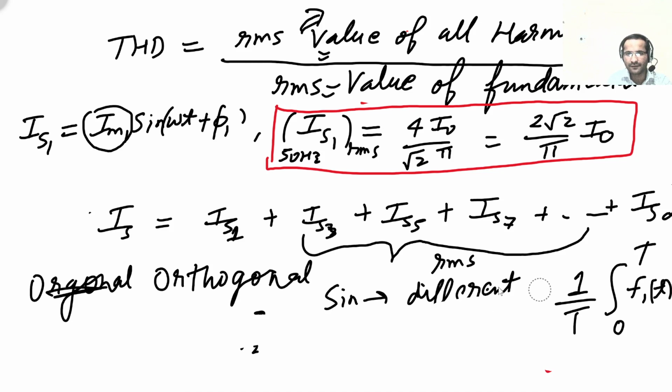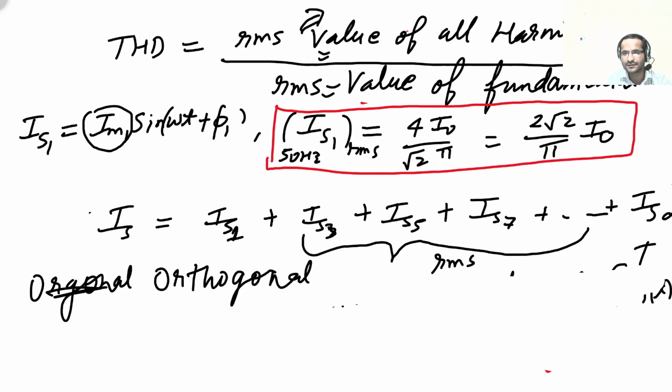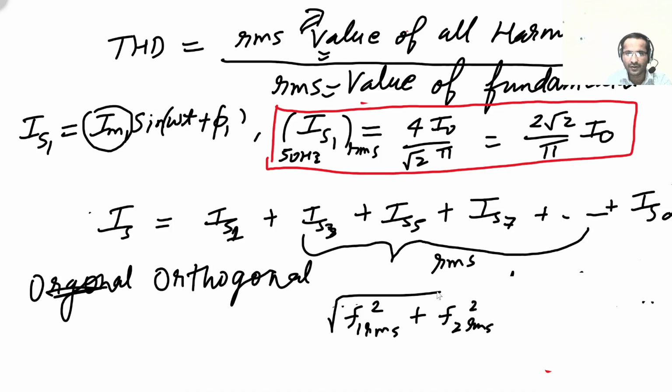And if we have two different functions which are orthogonal to each other, the total RMS value of the two functions can be represented as the first RMS value squared plus the second RMS value squared, all under root. This is how we calculate the total RMS if two sinusoidal waveforms are orthogonal to each other. And we know sinusoidal waveforms of different frequency are indeed orthogonal to each other.